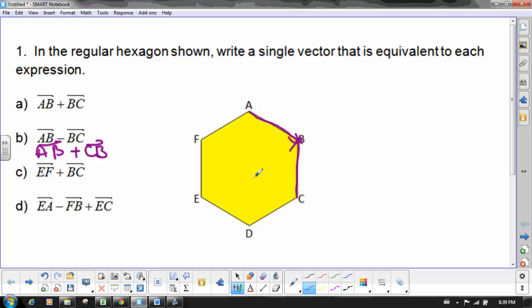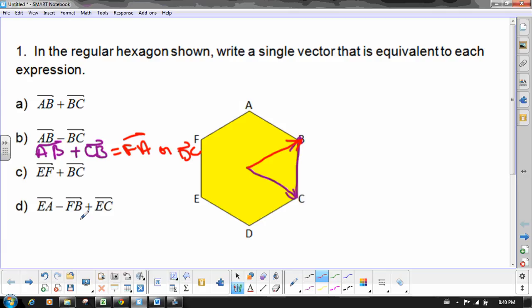So what I can do is I can take vector AB and I can shift it down here. So now I still have vector AB. It's the exact same vector as it was up here, but it's in a different location so that I have my tip to tail. And then when I connect these two vectors, this is what I end up with. So there's two possible answers for this here. It can be FA or it can be DC. So hopefully that makes sense.